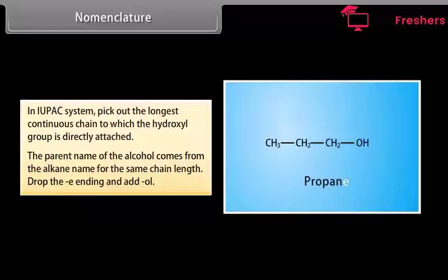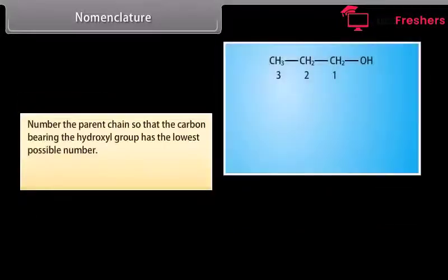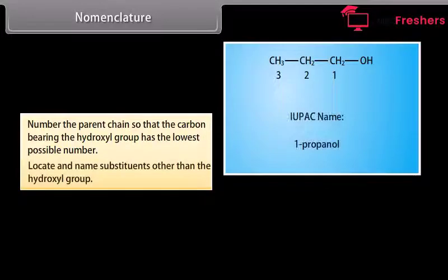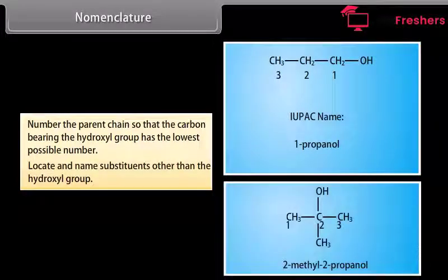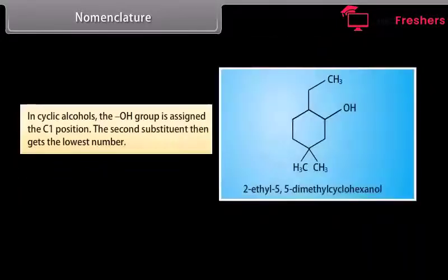Drop the E ending and add OL. Number the parent chain so that the carbon bearing the hydroxyl group has the lowest possible number. Locate and name substituents other than the hydroxyl group. Example: 2-methyl-2-propanol. In cyclic alcohol, the hydroxyl group is assigned the C1 position.